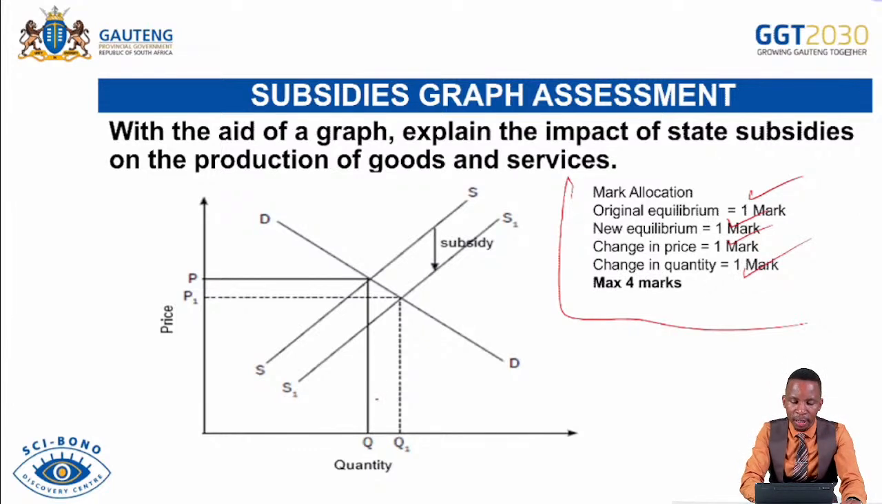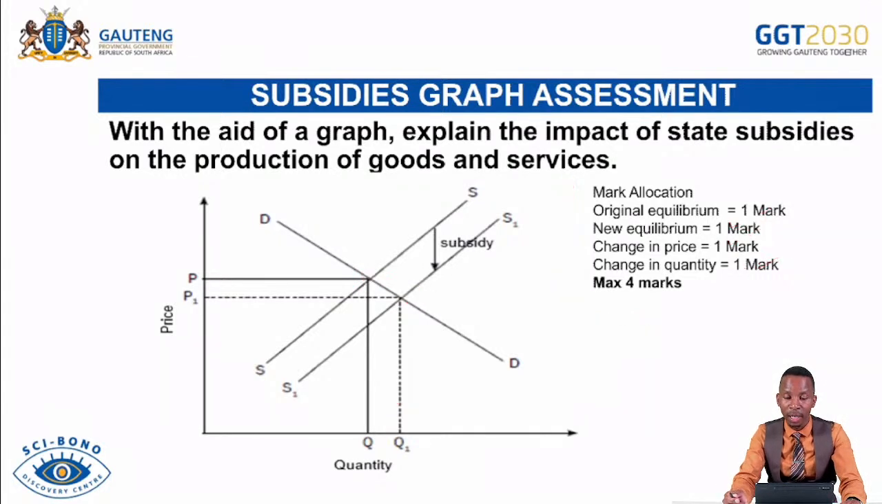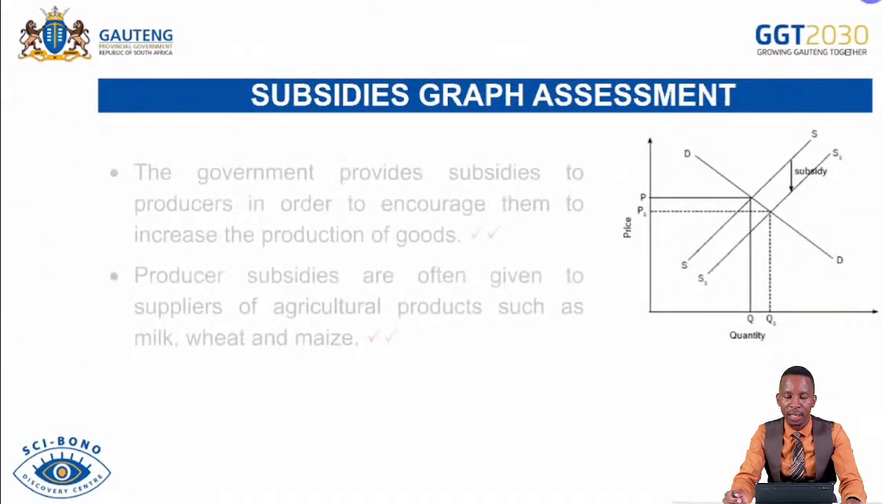So this is the change in quantity. This is the change in price. And then this is the original quantity, original equilibrium. This is the new equilibrium. So all of them were credited a mark. And this is the explanation.